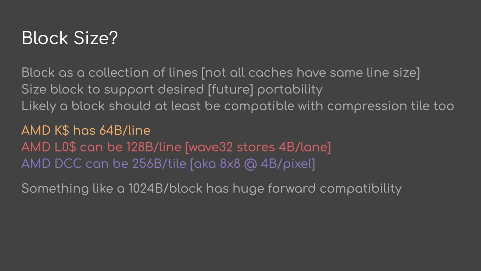Let's start with some examples. AMD constant cache is typically 64 bytes per line. AMD's vector L0 cache can be 128 bytes per line. You can imagine a wave 32 is storing 4 bytes per lane, and they could do that every clock. AMD's DCC, for instance, for compression, it can be 256 bytes per tile, aka an 8x8, 4 byte per pixel tile. So something like a 1024 byte per block has a huge forward compatibility.